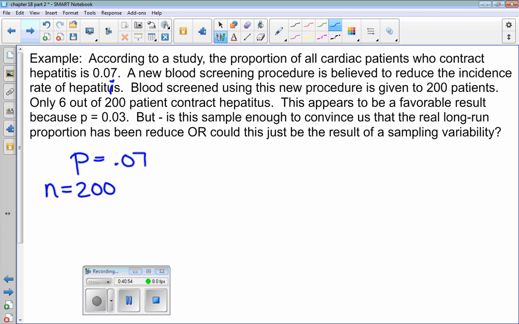Only 6 out of 200 patients contract hepatitis. What's that? Well, p-hat. It's my sample proportion. In my sample of 200, 6 contracted hepatitis. So that's my sample proportion. What is 6 out of 200? Anyway, isn't it exactly? Oh, okay.